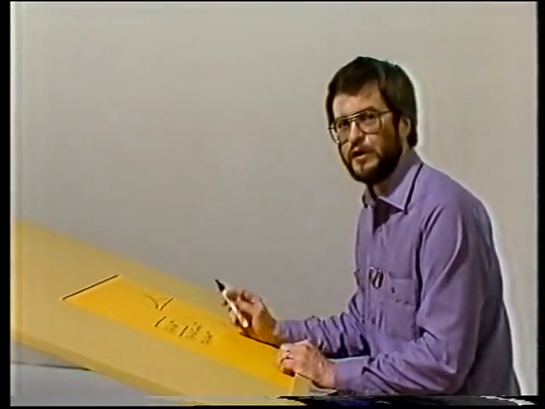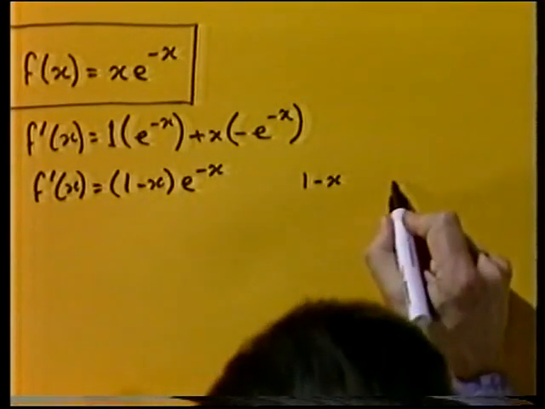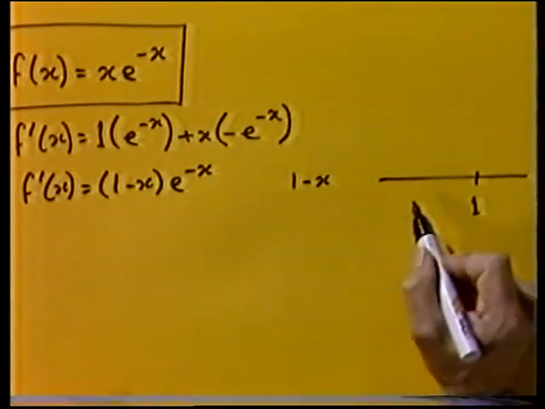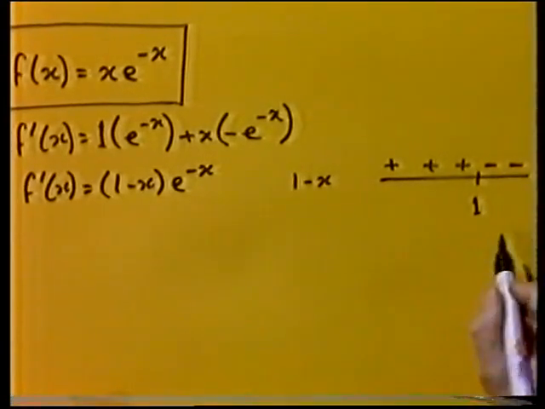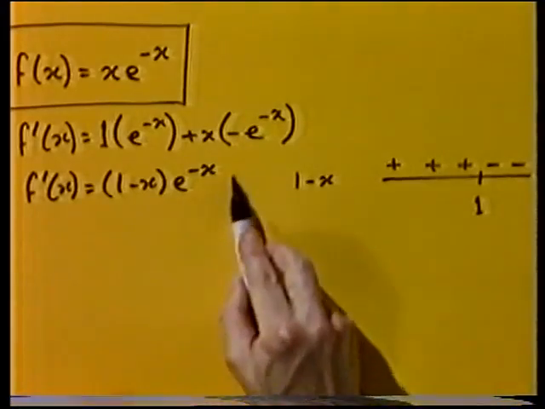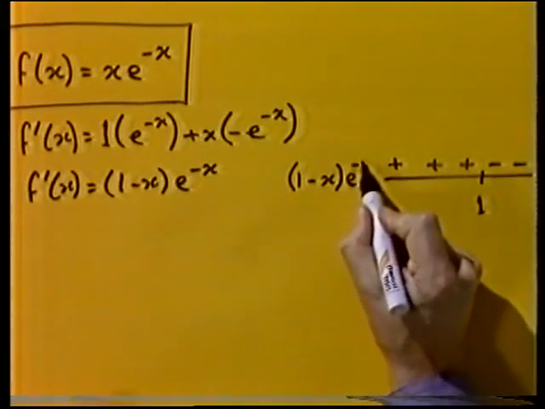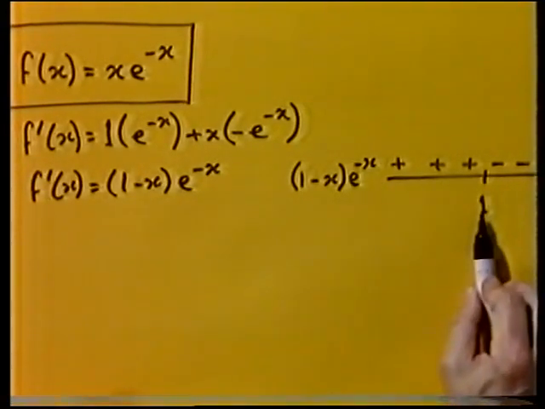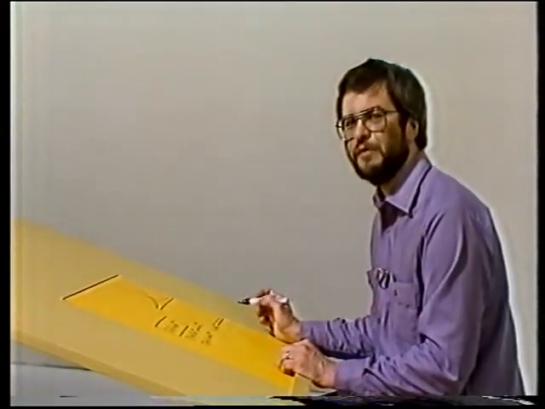Now what? Well, let's look at the sign of f prime using sign diagrams. First, 1 minus x. That's 0 when x equals 1. If x is less than 1, 1 minus x is positive. And if x is greater than 1, it's negative. Now the other part of f prime is this e to the minus x term. But you've already seen that e to the minus x is positive no matter what the value of x. So combining these two, we get the sign diagram for f prime. 1 minus x times e to the minus x will be positive up to x equals 1, and negative if x is greater than 1. Right, so now we've got some information about f prime.